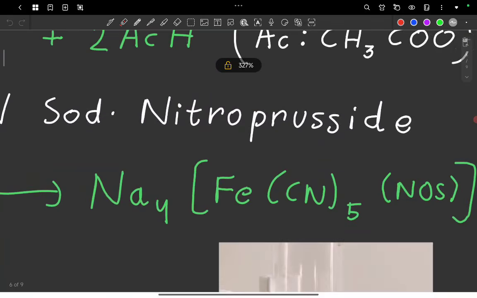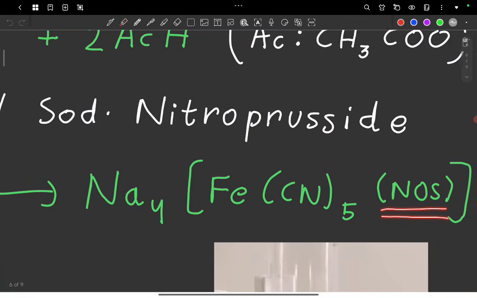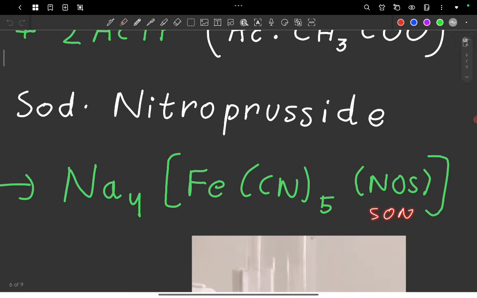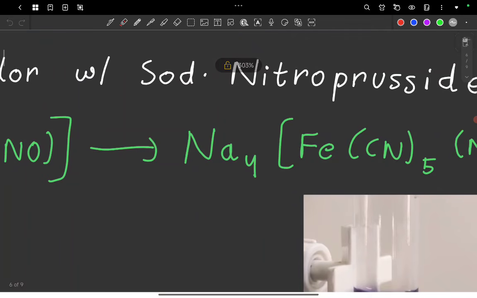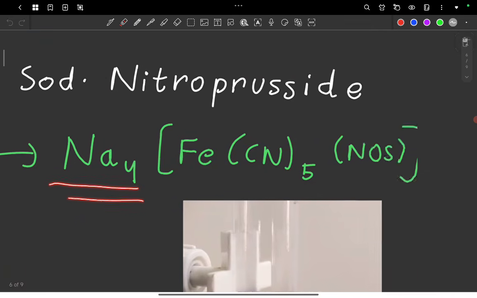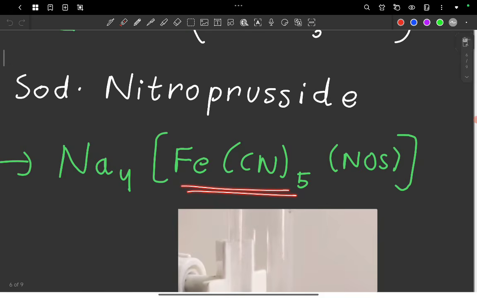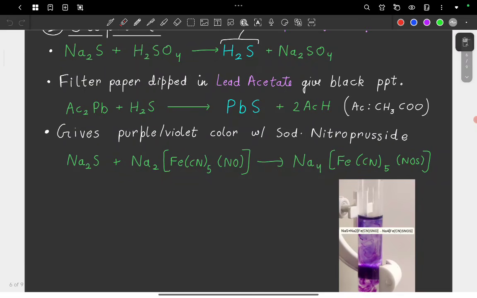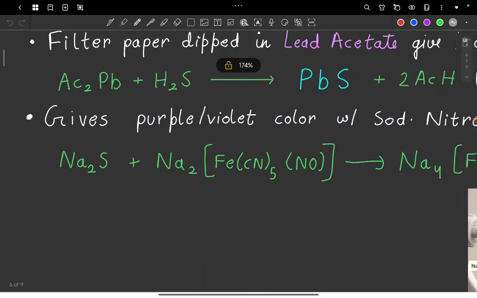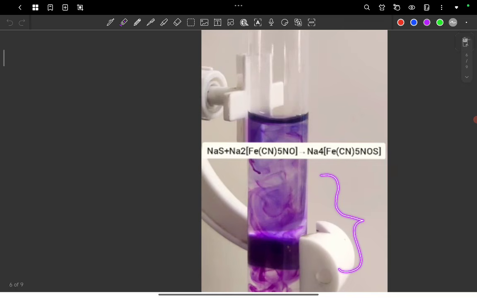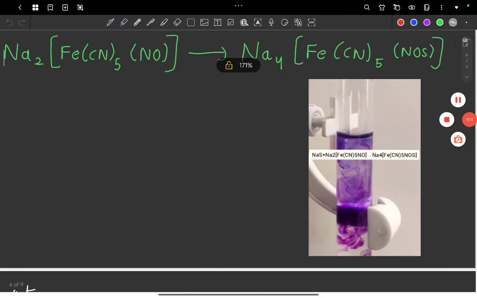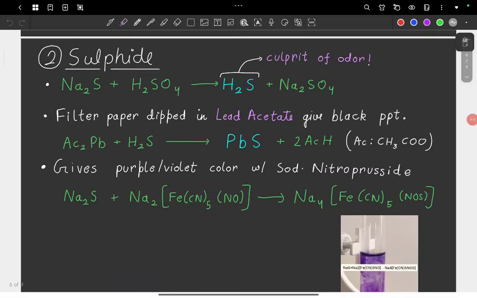That's it. The sulfur combines with the nitrosonium ion to form NOS, or you can also call it the son. Basically, you can say that this is the son. Like these were the parents, and this was the son. And basically, instead of 2 sodium, it now has 4 sodium, and this remains the same as earlier, Fe(CN)5. And the physical interpretation of the completion of this test is a purple or violet coloration. I have attached an image here, like this kind of beautiful purple color is formed on completion of this test, and this is what we call the sodium nitroprusside test.